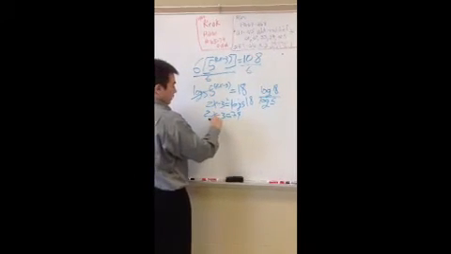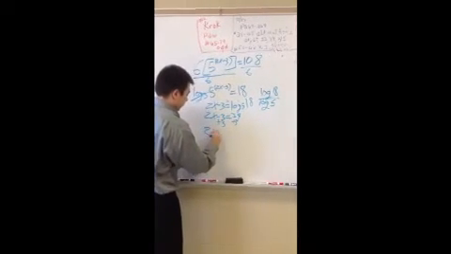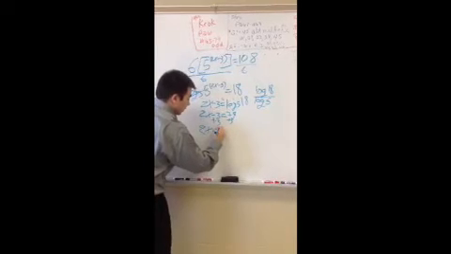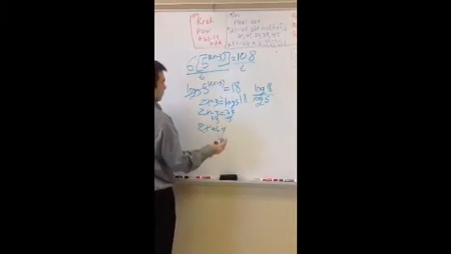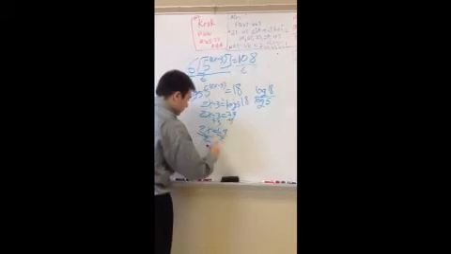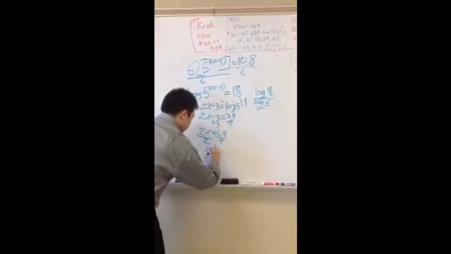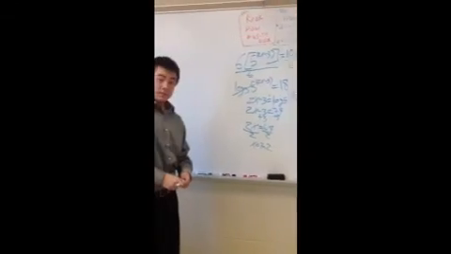So, like PEMDAS says, we've got to do it backwards. So, negative 3, we're going to add it. So, 2x equals 6.4. And to separate x, we're going to divide by 2, and x equals 3.2. And that's your answer.